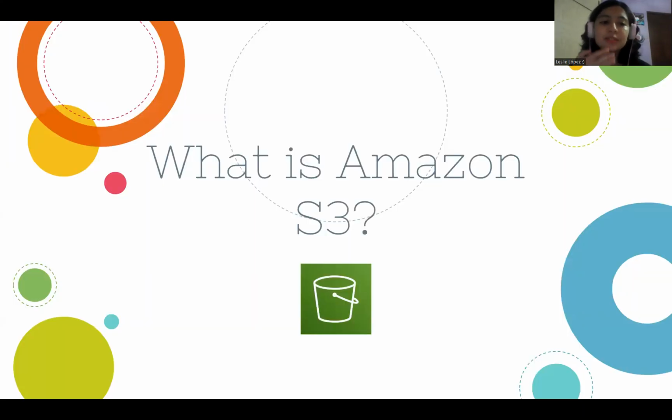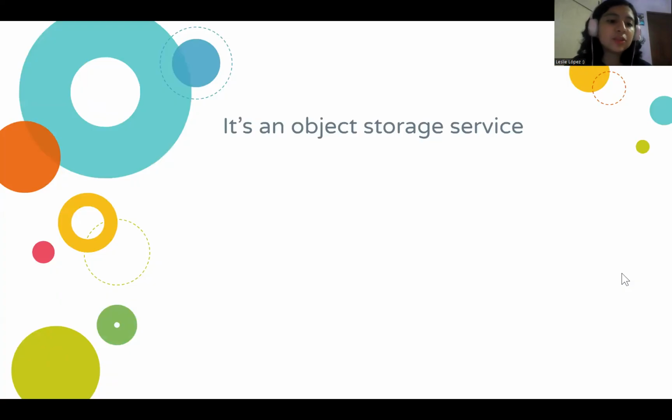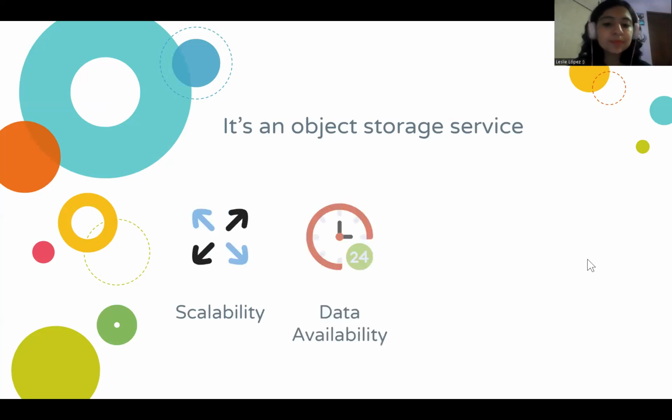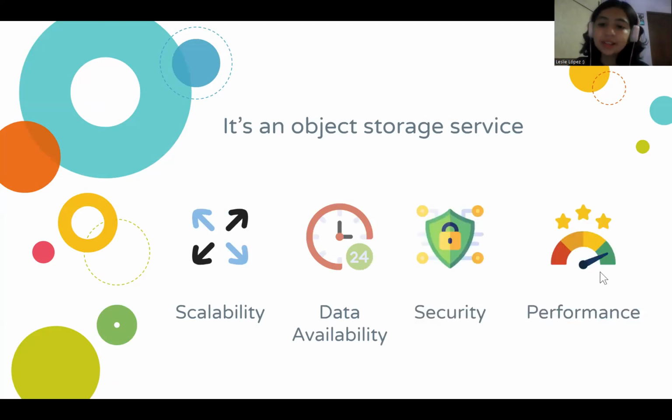But what is Amazon Simple Storage Service? It is an object storage service that grants many advantages, such as scalability, as I already mentioned before, data availability, which means that you can access data 24/7, security, and performance.